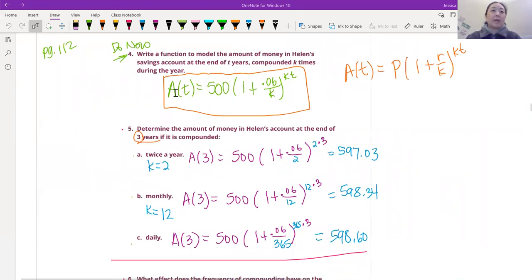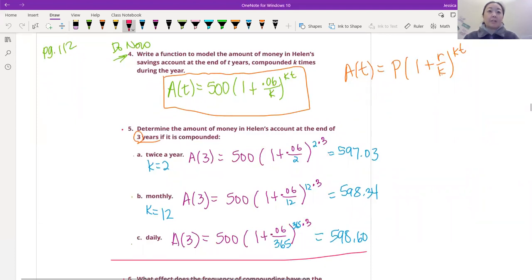And here we go. So A of T is equal to the 500, that's the initial, her principal, times 1 plus 0.06, that's the yearly interest, right? And then it's divided by K, depending on how many times we're compounding it, right? And the exponent is K times T, and that always means multiply. And this is the formula right here on the right-hand side, in case you forgot.